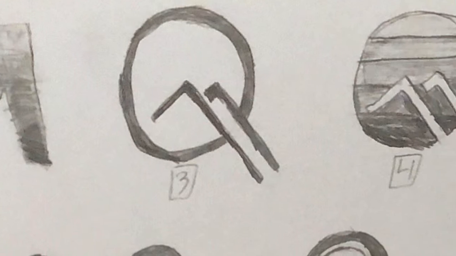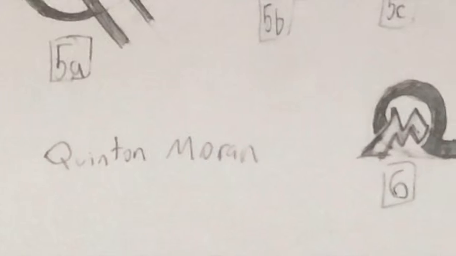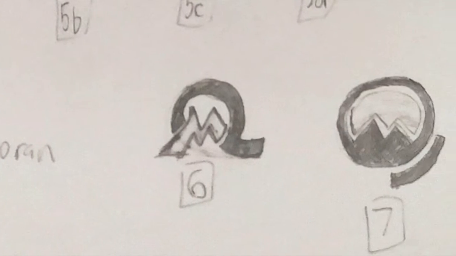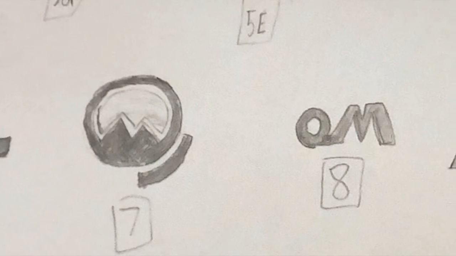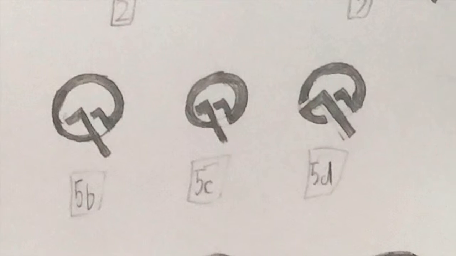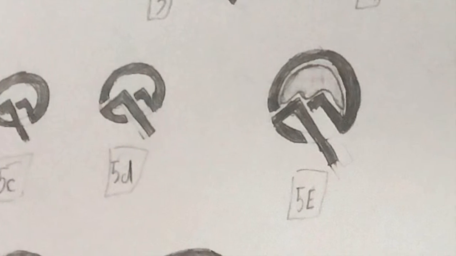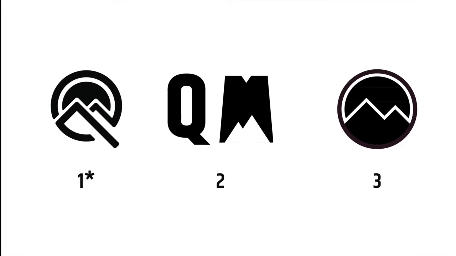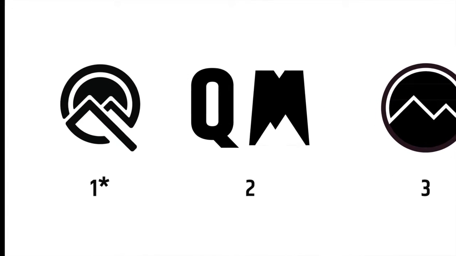My initials are Q and M, and an M kind of resembles the shape of a mountain. So I started off sketching some ideas that tried to incorporate the M as a mountain. After sketching out many different versions, I finally found a few that I thought might work well. I then used Adobe Illustrator to turn my 3 favorite sketches into basic black and white vectors.